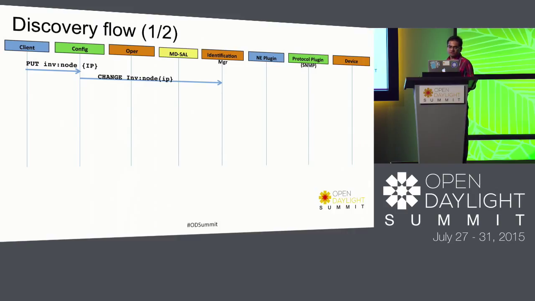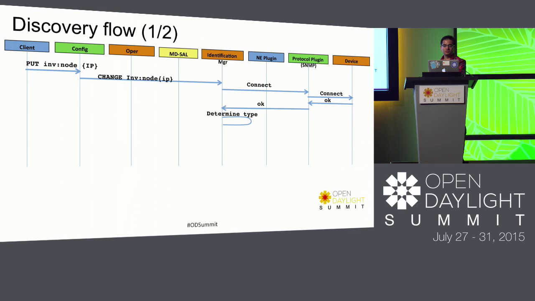Then the data change notification gets to the identification manager, and it will try to connect through SNMP. In this case, it's going through SNMP first. Remember, this is not OpenFlow discovery. This is manual discovery, so the device doesn't talk to the controller first. We have to invoke the discovery. The SNMP plugin talks to the device. You get OK back here, and then you're determining the type and adding it as an augmentation.